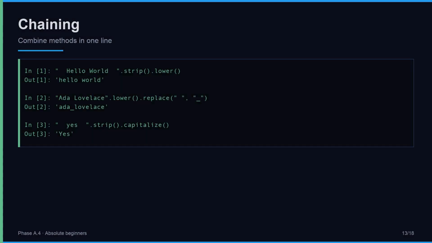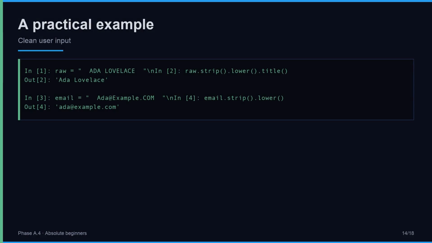Because every method returns a new string, you can chain calls. Strip removes the spaces from the string, then lower makes it all lowercase, hello world. Ada Lovelace.lower, then replace space with underscore, ada underscore lovelace. Read left to right. Chaining keeps code compact when the steps are clear. Break it into separate lines if it gets long.